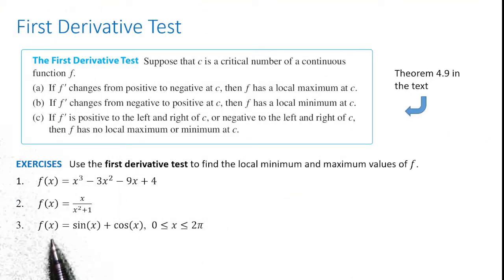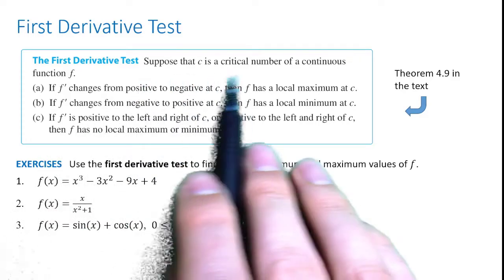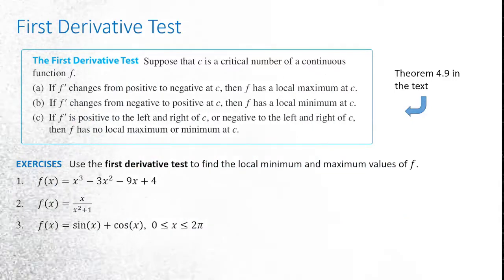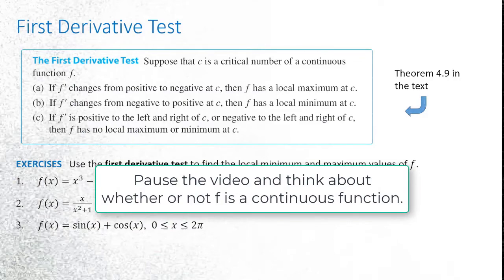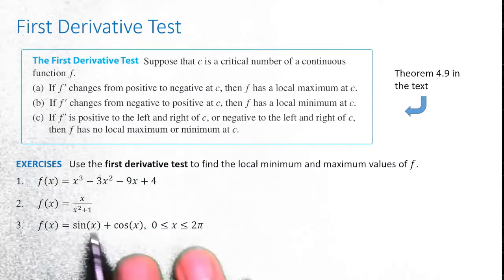And finally, we have our function sine x plus cosine x on the interval 0 to 2 pi. So let's take a look at this one. Oh, and actually, before we do, let's verify that it meets the hypotheses. Is this a continuous function? So think about that. Okay, you should say, absolutely it is.